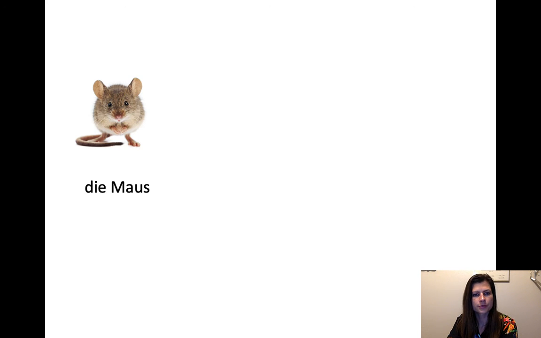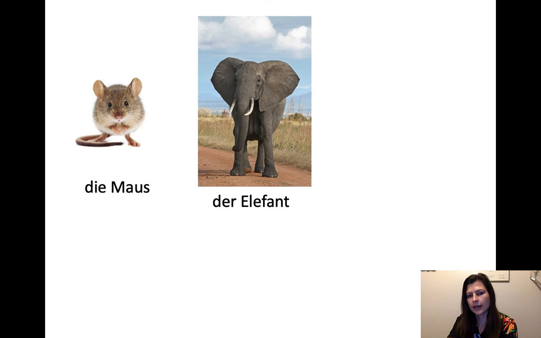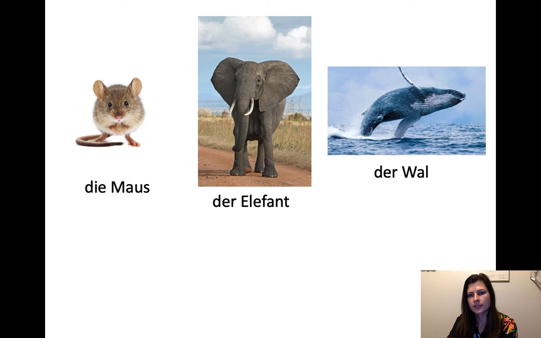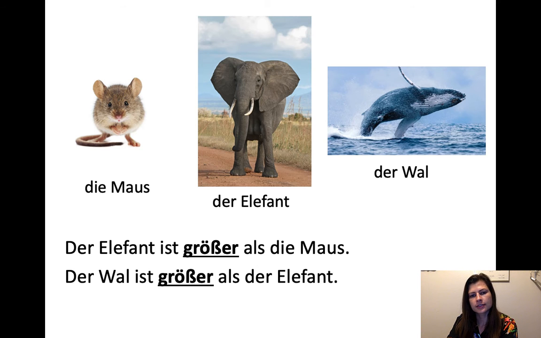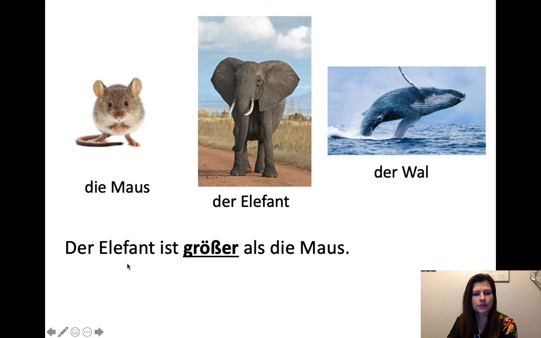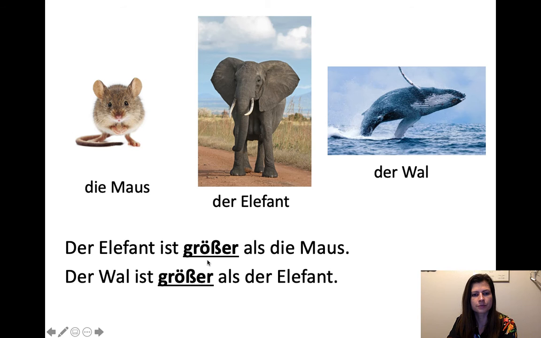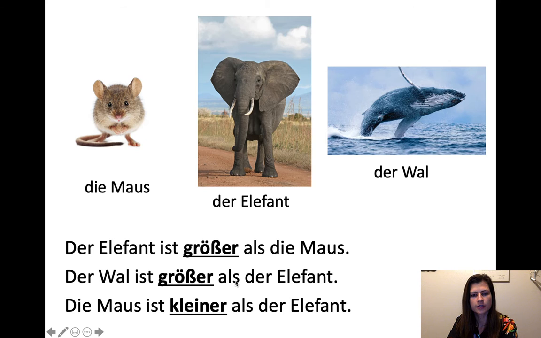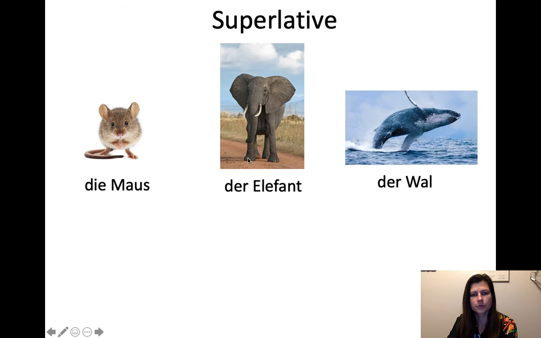Das ist die Maus. Die Maus. Das ist der Elefant. Der Elefant. Das ist der Wal. Der Wal. Okay. Der Elefant ist größer als die Maus. The elephant is larger than the mouse. Größer, comparative. Der Wal ist größer als der Elefant. The whale is larger than the elephant. Larger than, größer als. Die Maus ist kleiner als der Elefant. The mouse is smaller than the elephant. Kleiner als.